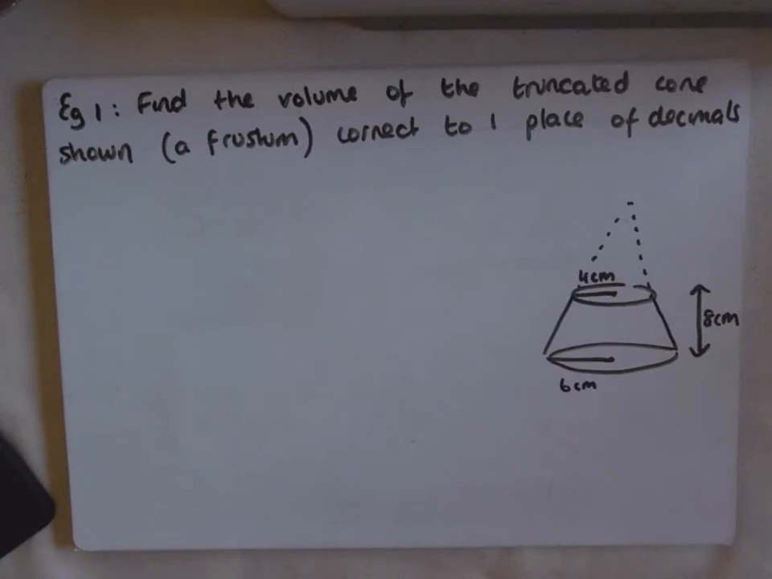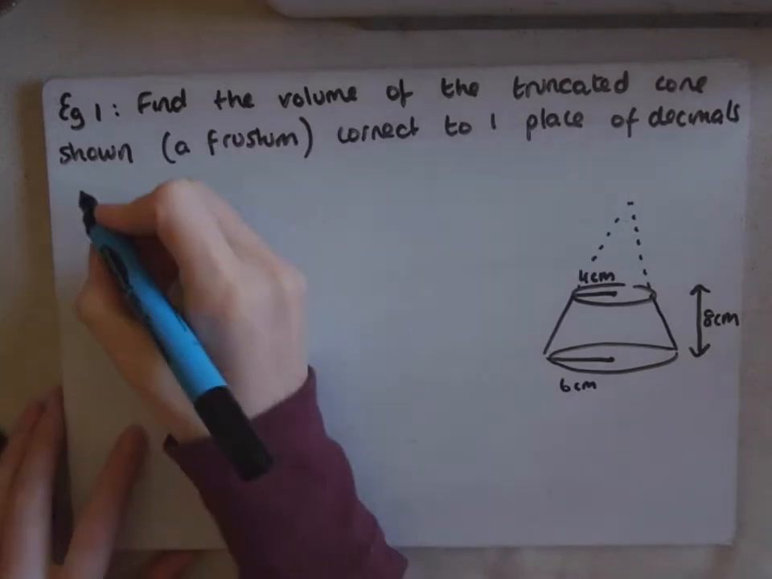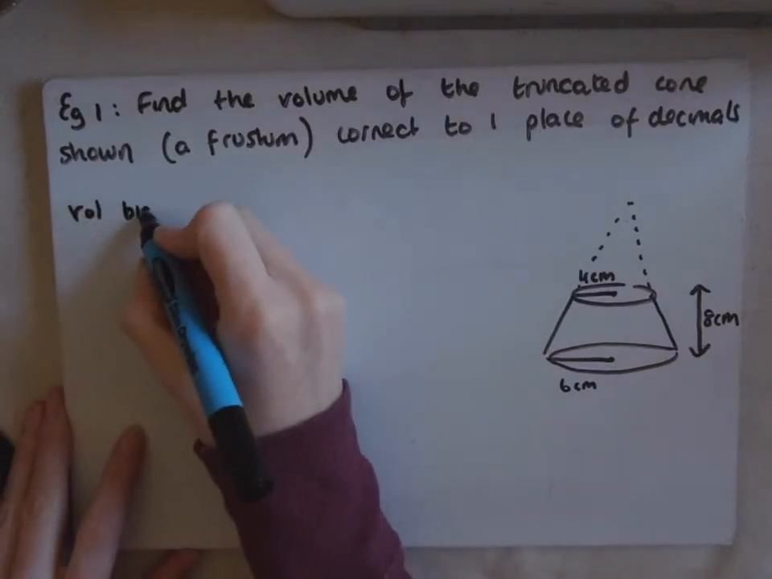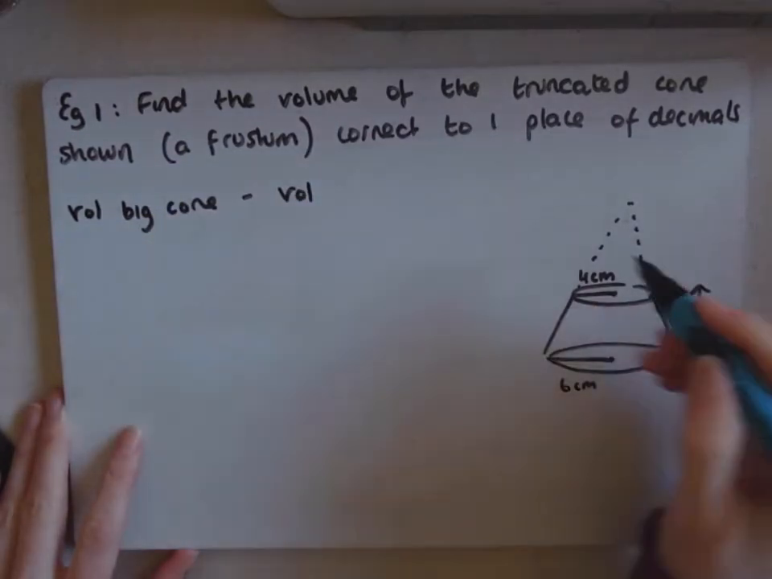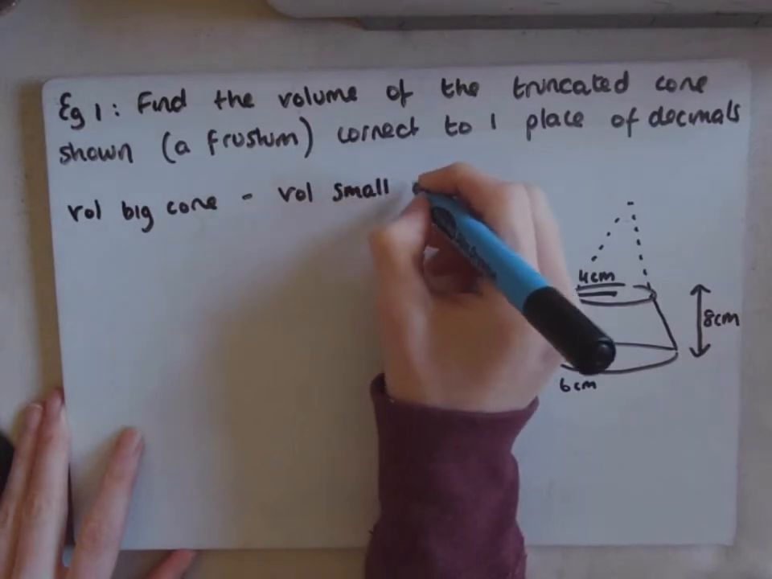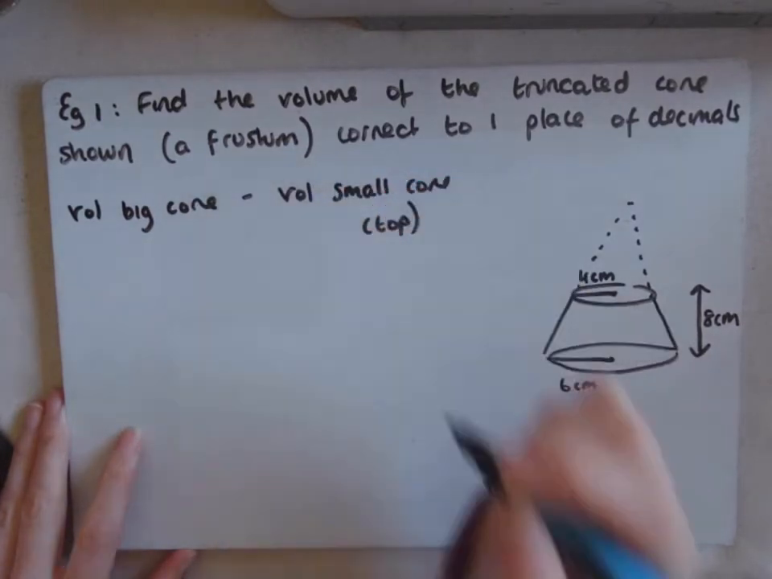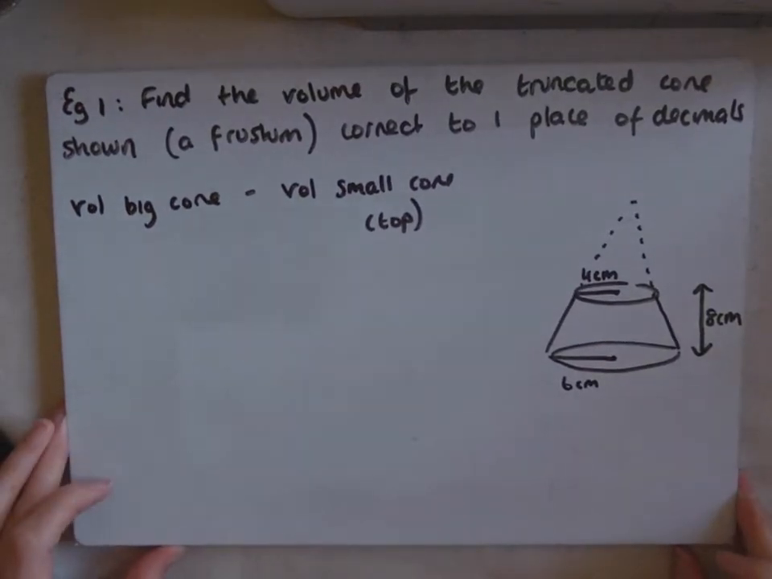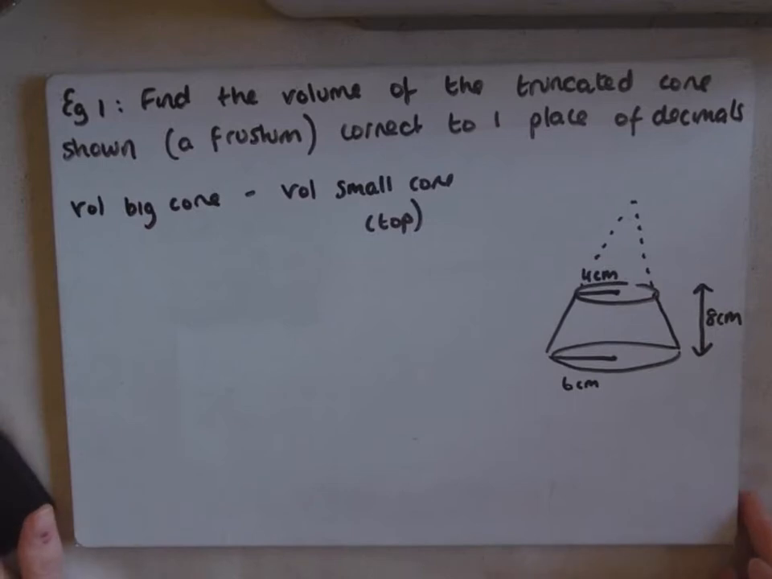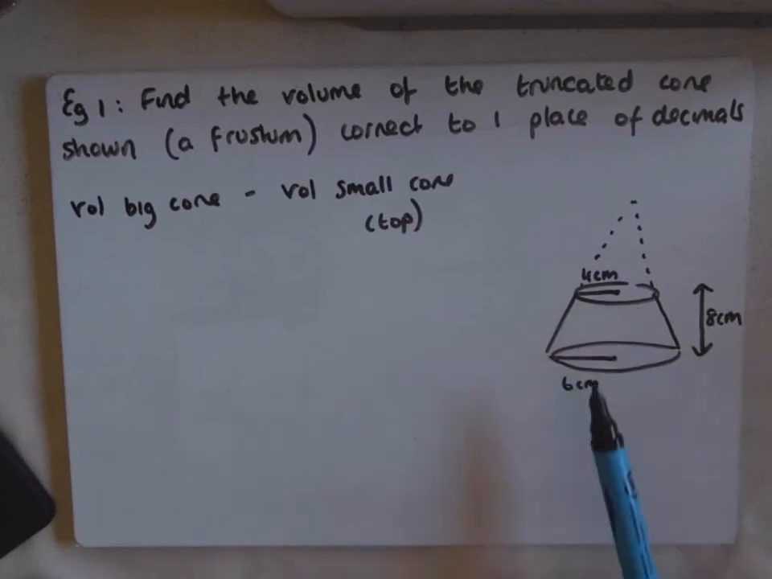So if we're thinking about this as being one big cone and a small cone, basically what we're going to have to do is get the volume of the big cone, and take away the volume of the small cone on top. Okay, that one's on the top. So if we want the volume of these cones, we're going to need our volume formula, which is 1/3 pi r squared h. Now, we're grand, we have our r's, but we don't have h's. Now, a little bit of junior cert geometry is going to happen here.